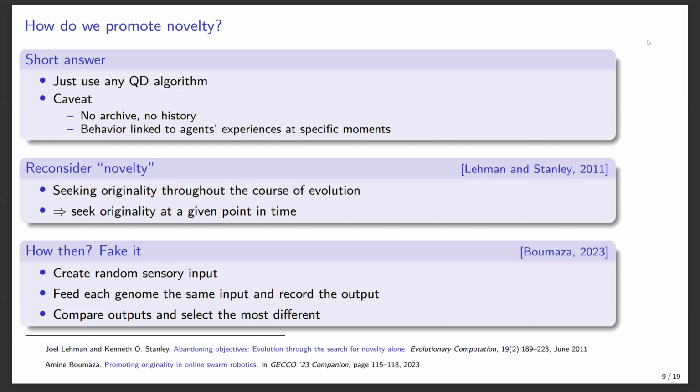We don't have much. We don't have the history, we don't have the archives. So how do we do that? Well, at the selection step, the agents will select the behavior that is the most different in the reservoir they have, in the list of genomes they have.